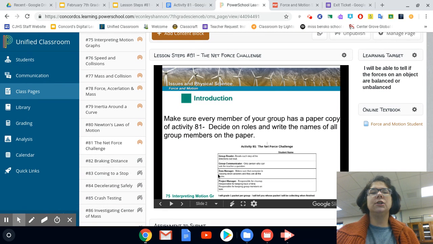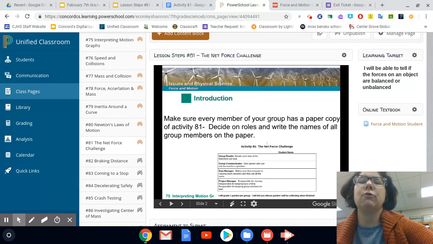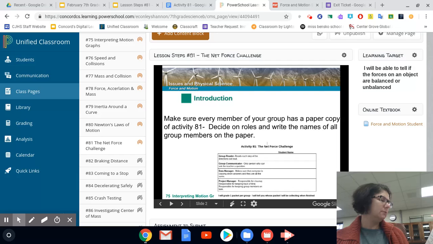Now, introduction. It says make sure every group member of your group has a paper copy of Activity 81. That's the paper that I showed you. Decide on roles and write the name of all group members on the paper. So there's going to be 4 different group roles. There's going to be the group reader, who is responsible for reading out loud each step. The group communicator, who is the one person who can ask me a question or another group a question.